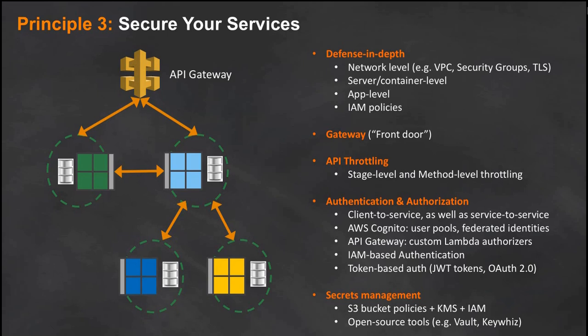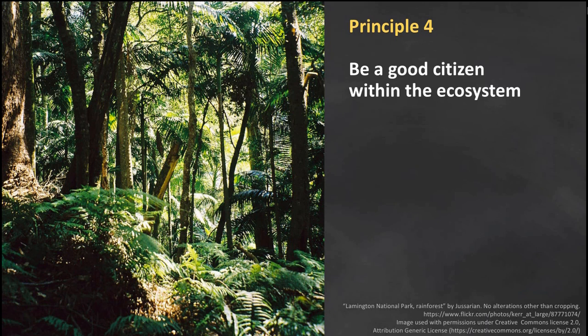Another feature here that you get readily with API Gateway is API throttling. So you can control the rate of requests to your APIs at the stage level or at the method level. So principle number 4 is to be a good citizen within the ecosystem.